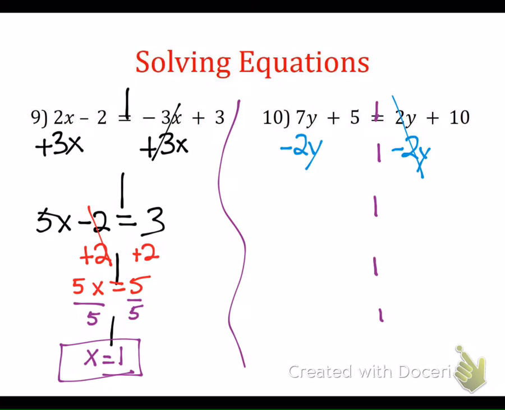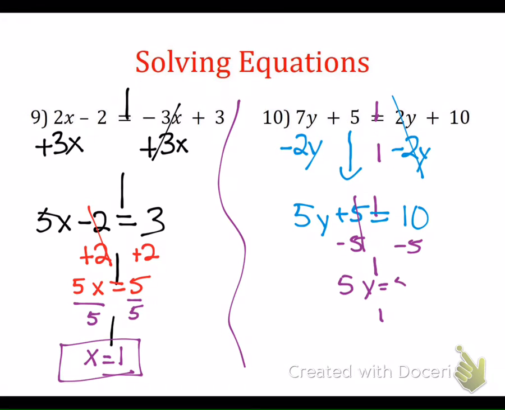7y minus 2y is 5y. This guy just comes on down. Plus 5. Equal sign stays in the same spot. Y's are gone on the right. Positive 10. Minus 5. What are we going to get? The same thing. And they both ended with 5 divided by 5. It's our lucky day.